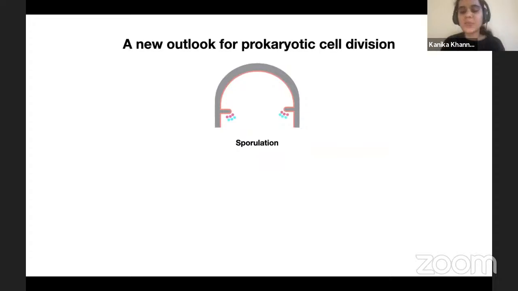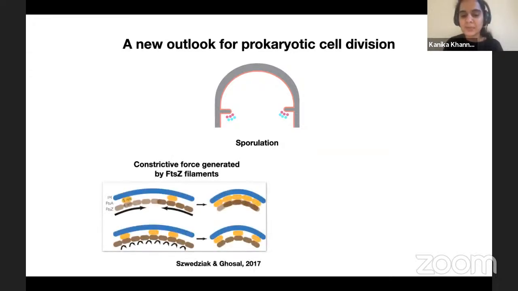So why are these findings relevant? I think one of the main things is that now we have a new way to look at cell division machinery, because there have been conflicting views in the field as to what are the major drivers of cell division in bacteria. One of the hypotheses which has existed for a long time is that these FtsZ filaments are generating a constrictive force in order to complete cell division in bacterial cells.